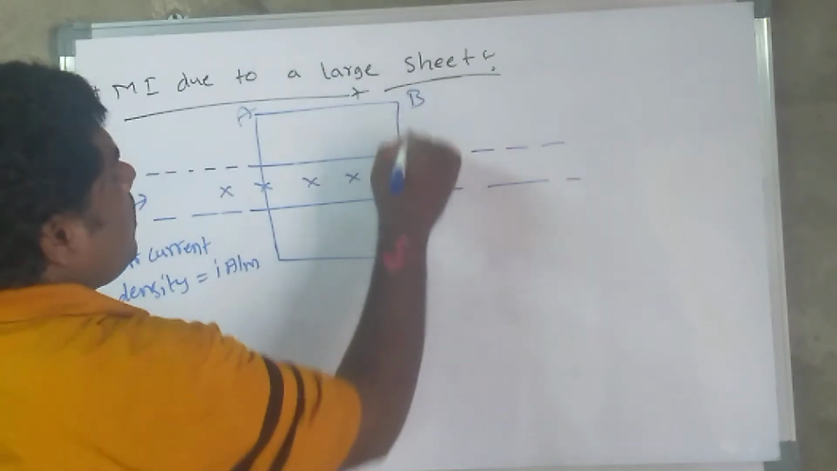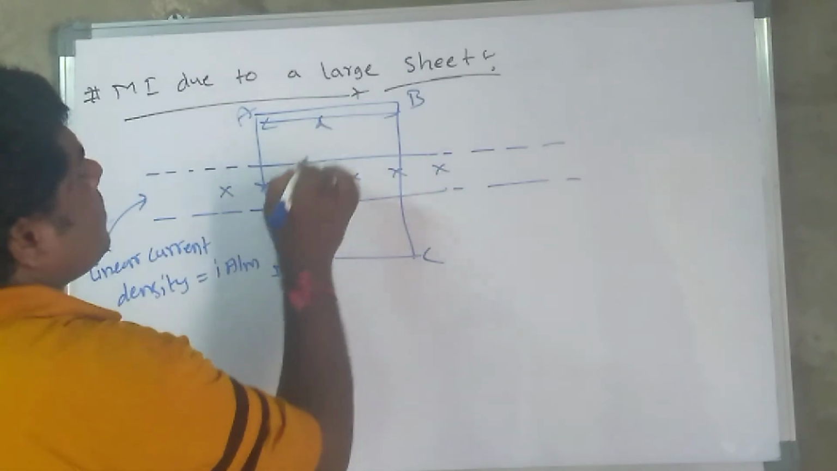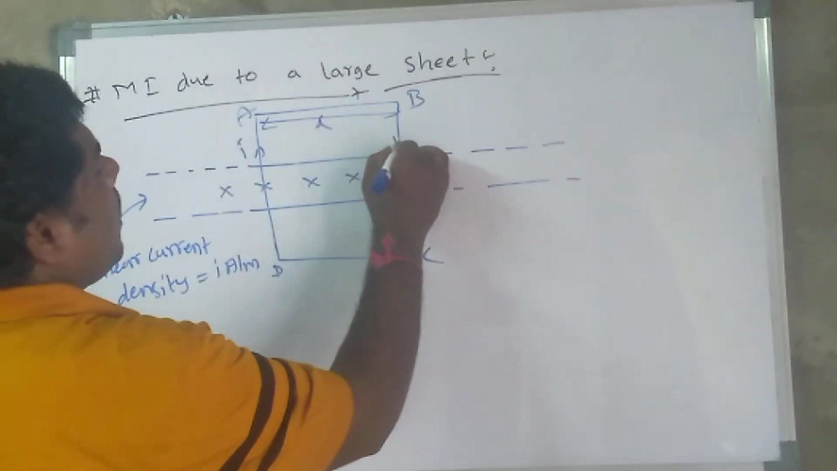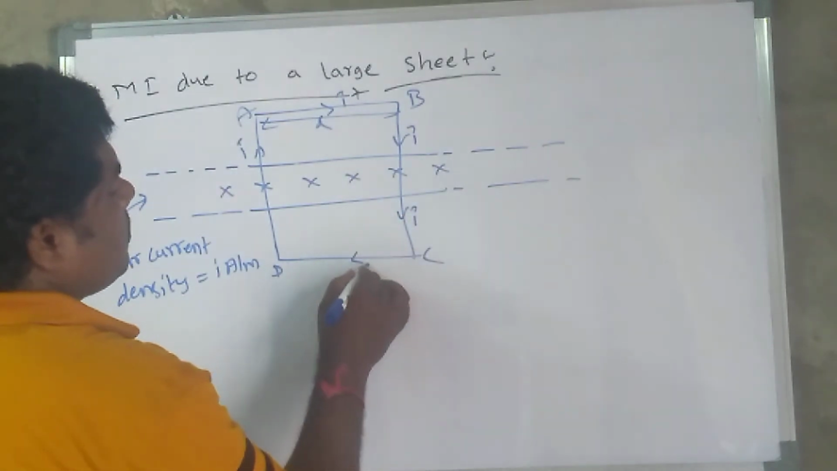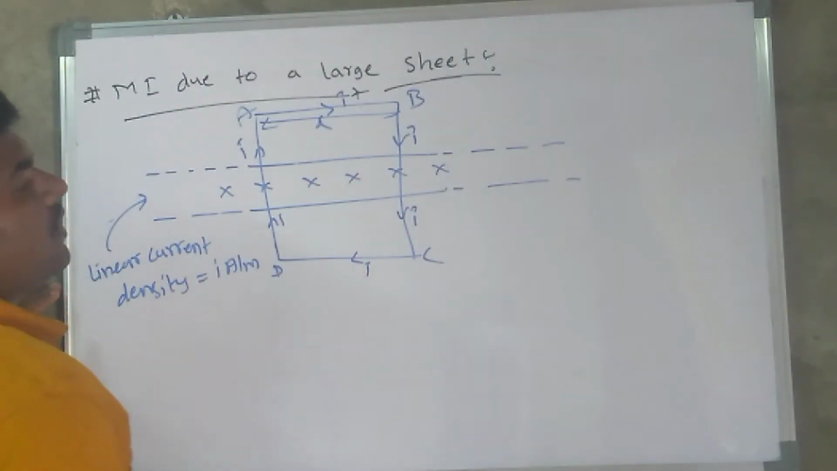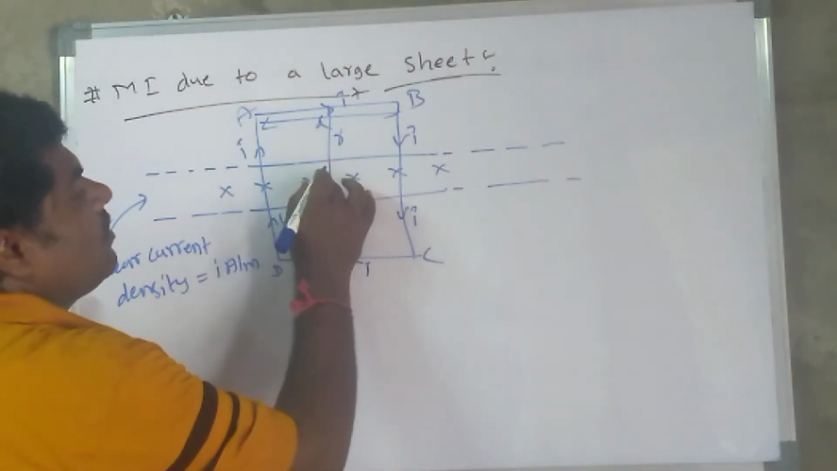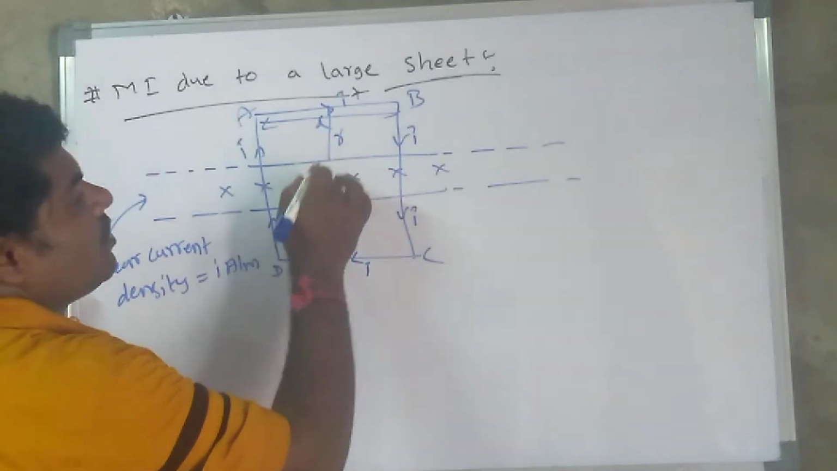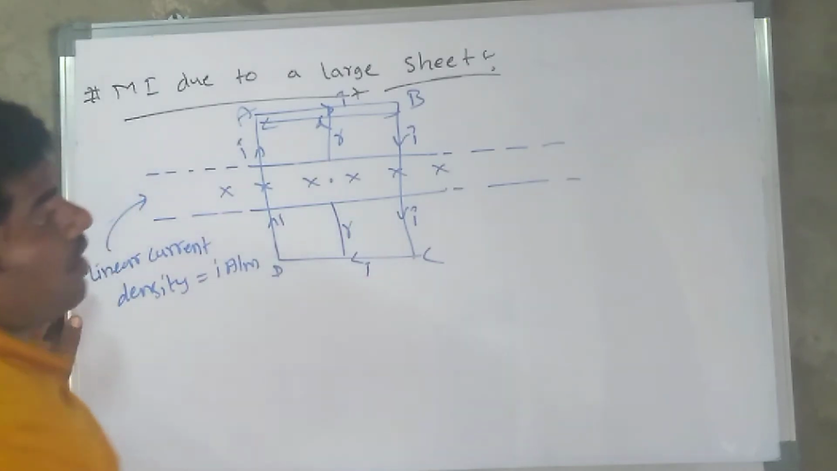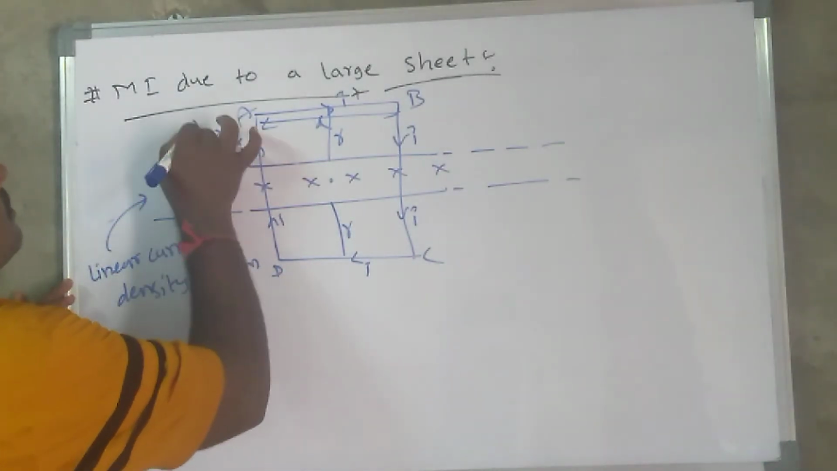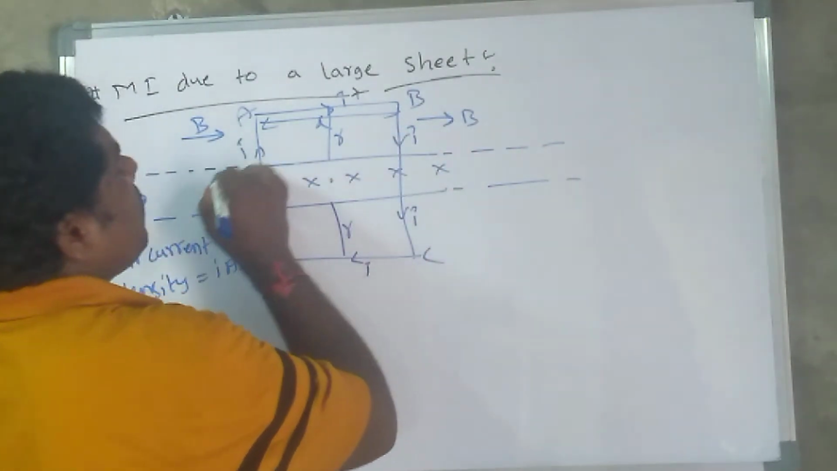A, B, C, D. This length is nothing but X. Here the current is considered I, and throughout this, the current I is in the clockwise direction. Here the center point to this point distance is R, and the perpendicular length from the sheet to AB is R, and this one also R. Here is the direction of the magnetic field, and here also the magnetic field direction.